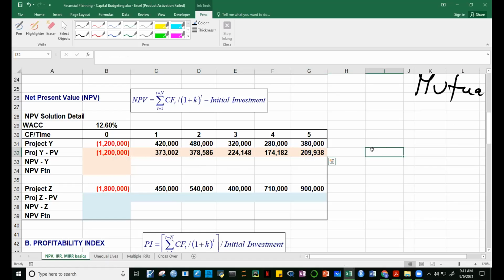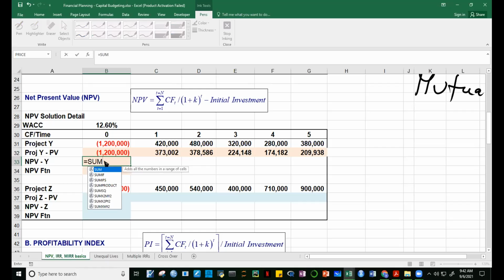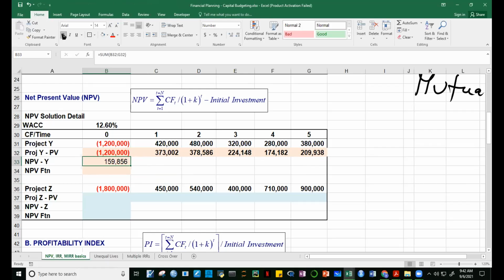Kasi mga present values na yan. Ito hindi natin pwedeng i-add. Ito pwede na natin i-add kasi we have converted them all into their equivalent present values. So we can now compute for the NPV, yung long cut natin is just the sum of all of this. Sinum lang natin siya. So 159,856. And our decision is that project Y is okay. Project Y is feasible because the net present value is greater than 0. It's positive.